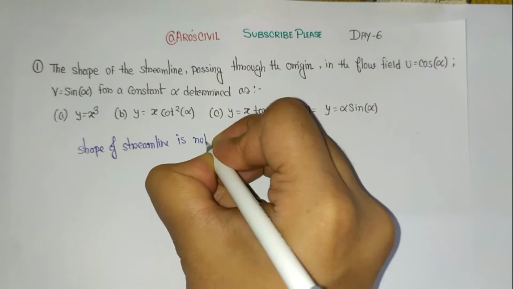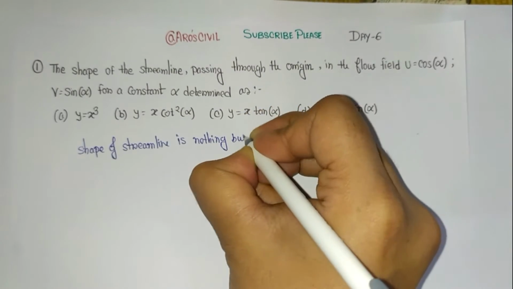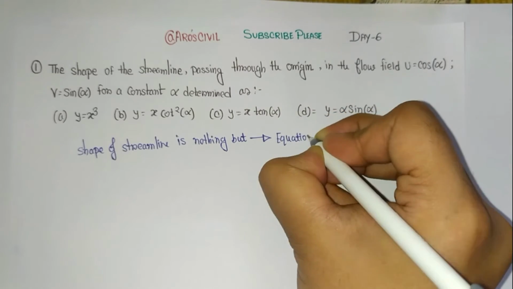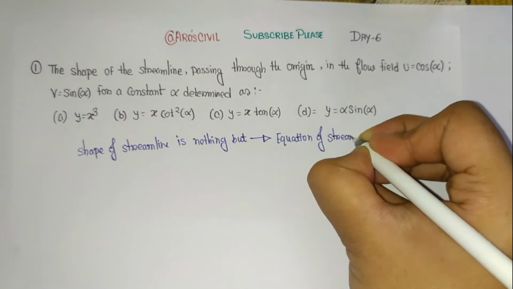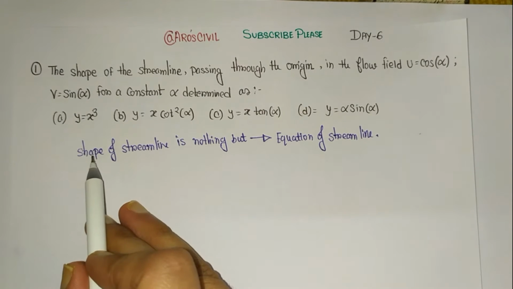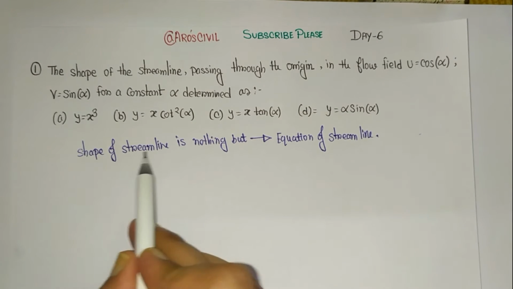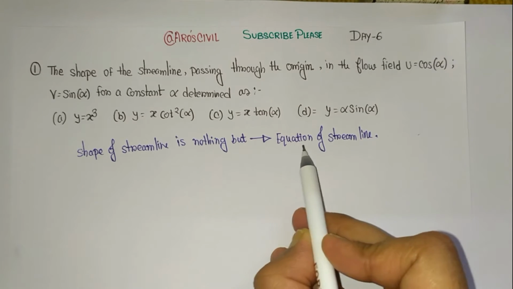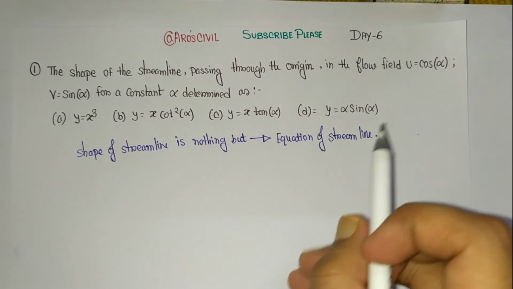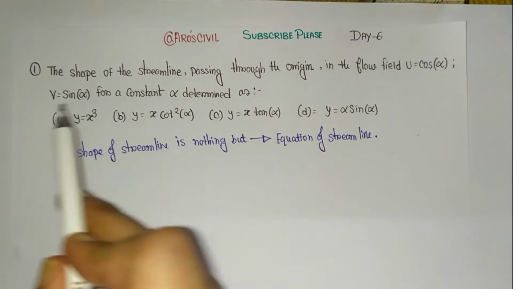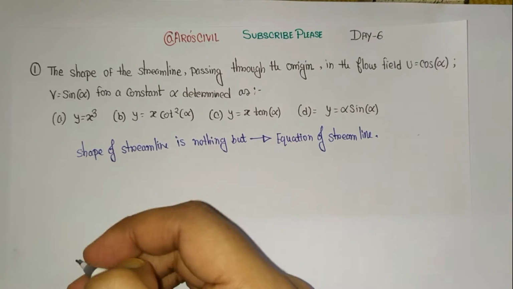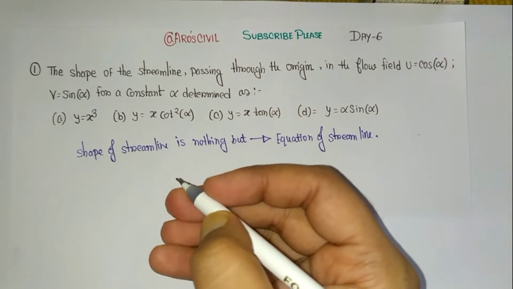Shape of streamline is nothing but the equation of streamline. Just remember this: when in a question they ask you about the shape of the streamline, you have to find the equation of the streamline. Here two values are given, one for u and one for v, so from this we can understand that it is a 2D streamline flow.